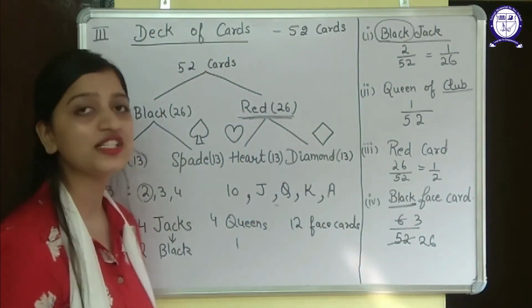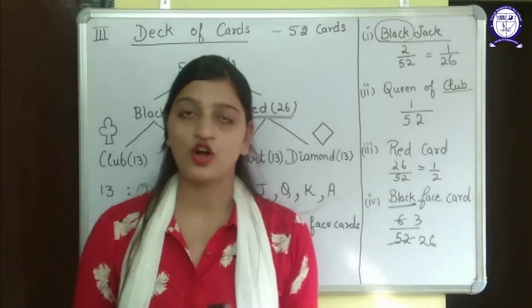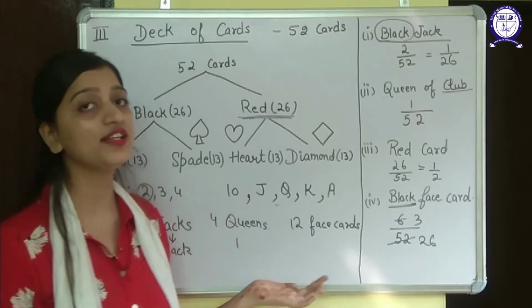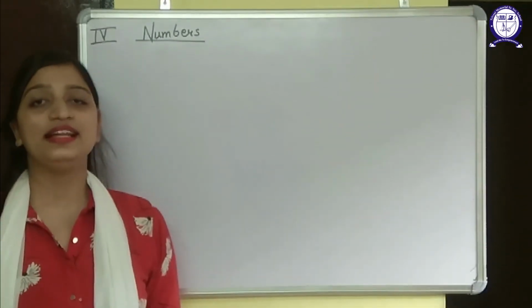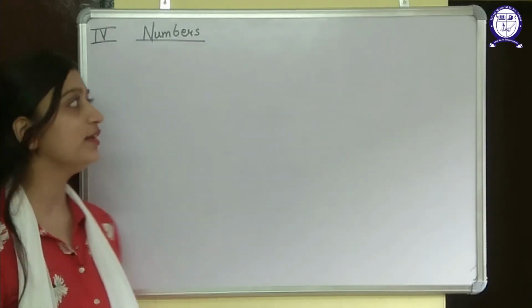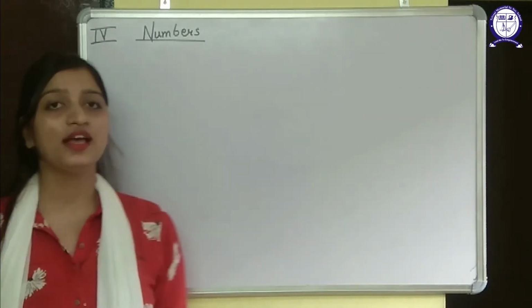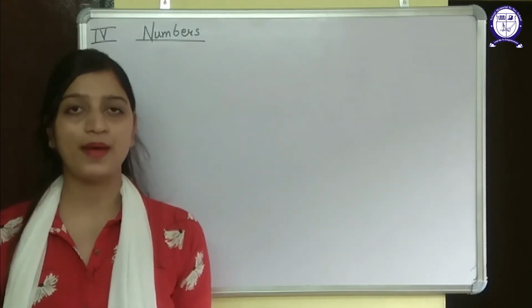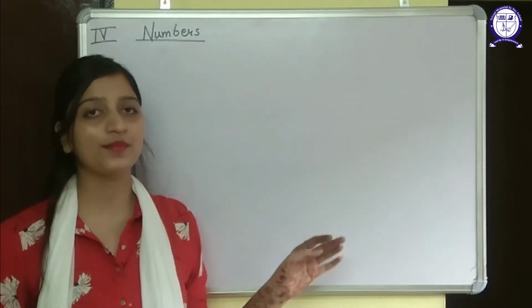So many questions like this can be asked from this topic, and you need to remember this flow chart clearly. Let's come to the fourth type of special questions. They are based on numbers. Till now we were talking about coins, dice, and a pack of cards. Now we are talking about numbers.